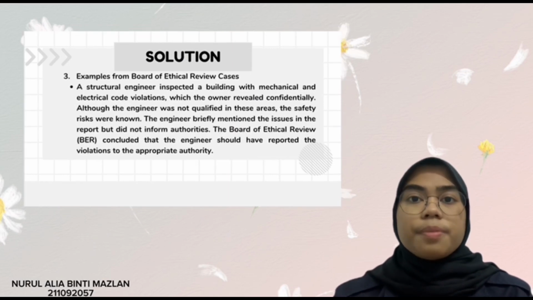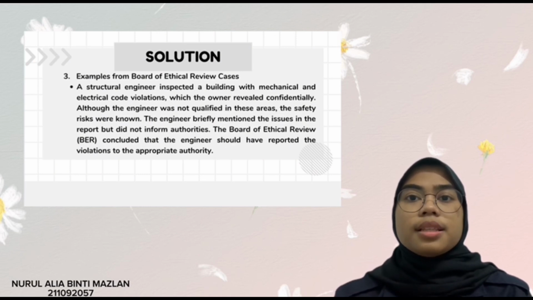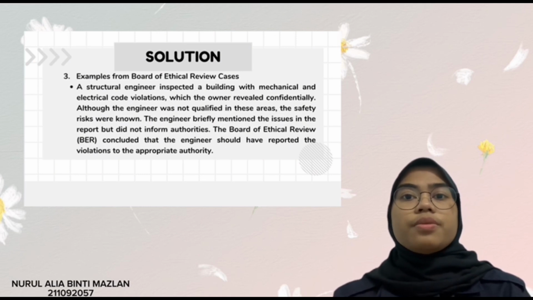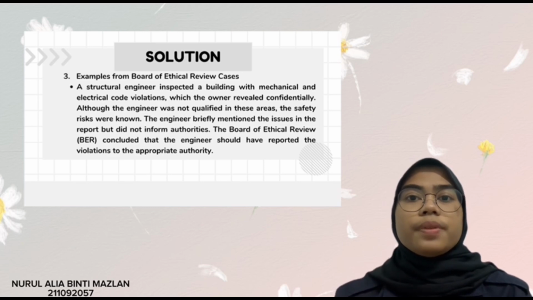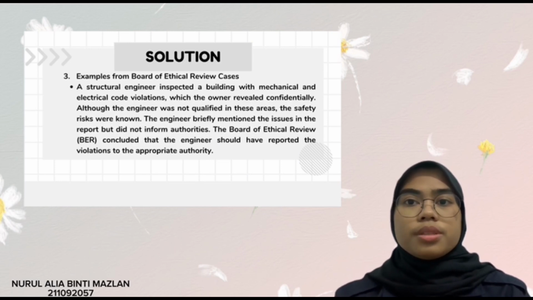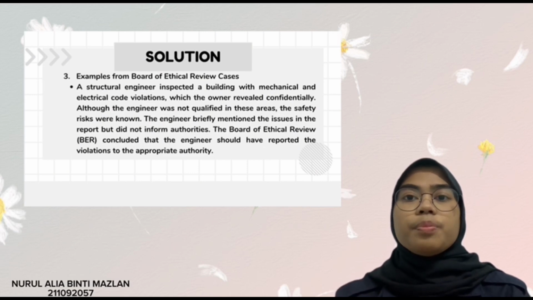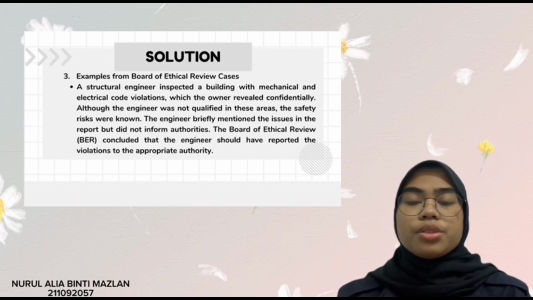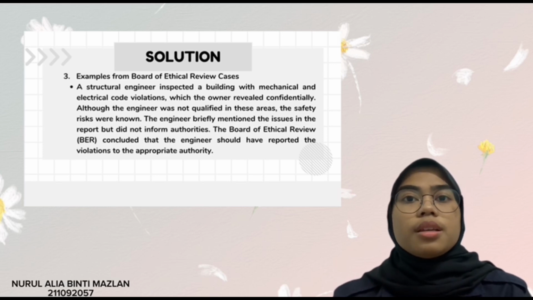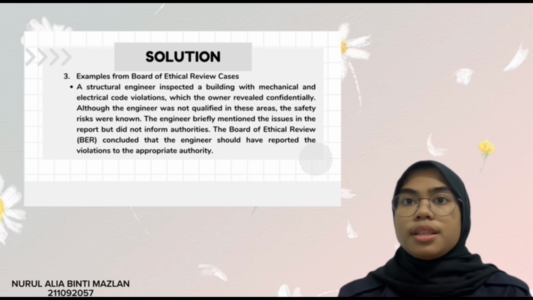For example, from Board of Ethical Review cases, a structural engineer inspected a building with mechanical and electrical violations, which the owner reviewed confidentially. Although the engineer was not qualified in this area, the safety risks were known. The engineer briefly mentioned the issue in the report but did not inform authorities. The Board of Ethical Review concluded that the engineer should have reported the violation to the appropriate authority.